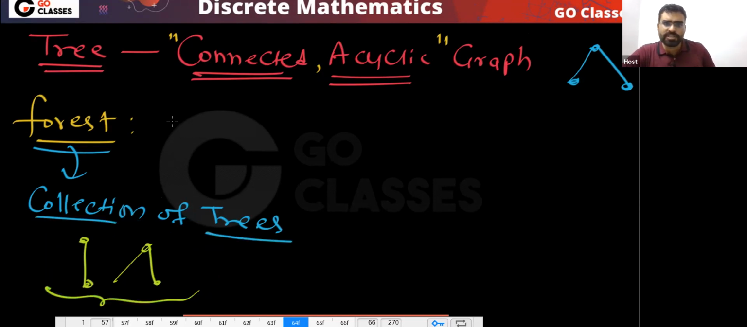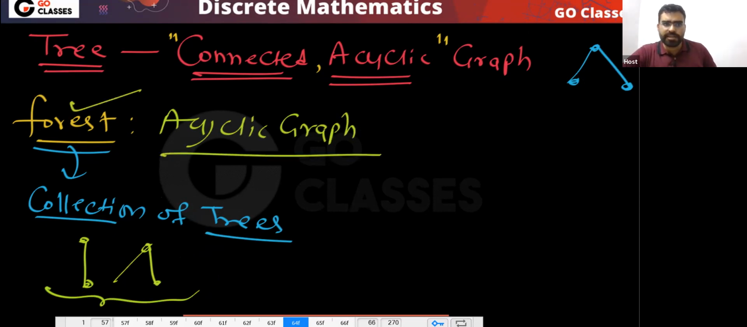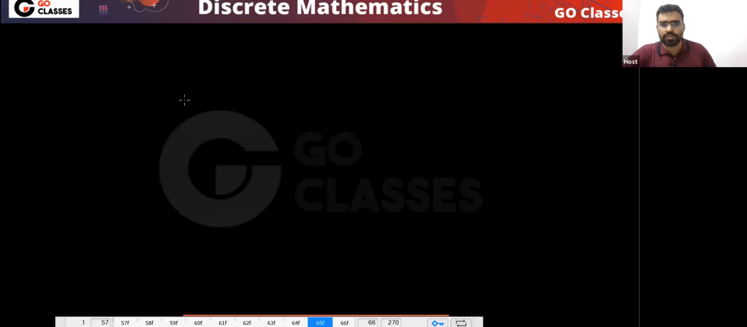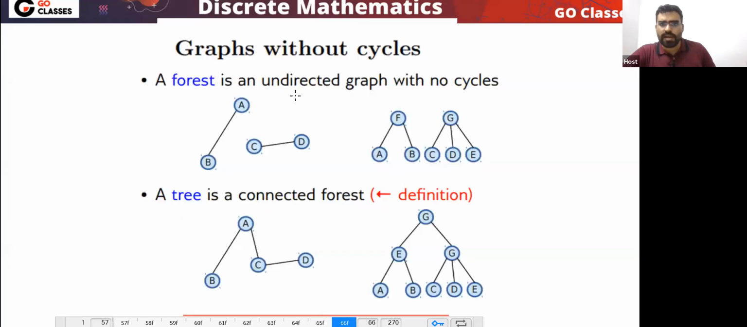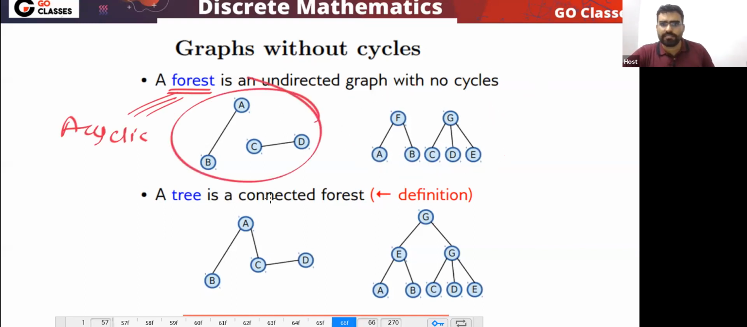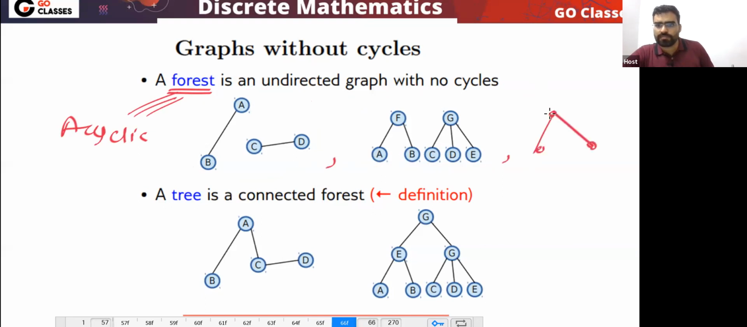So I can say a forest is an acyclic graph. Every acyclic graph, another name is forest, and a connected acyclic graph is a tree. Remember, forest means an undirected graph with no cycles, that is, acyclic. For example, this is a forest because this is acyclic. This is also acyclic. So these are forests.